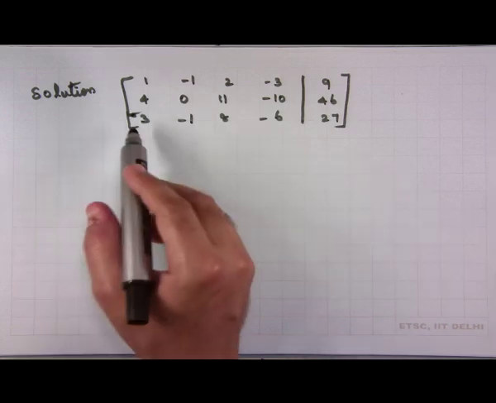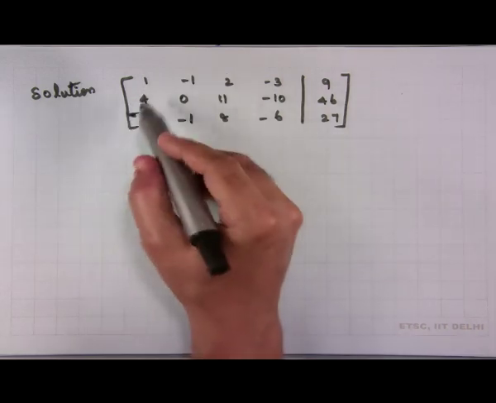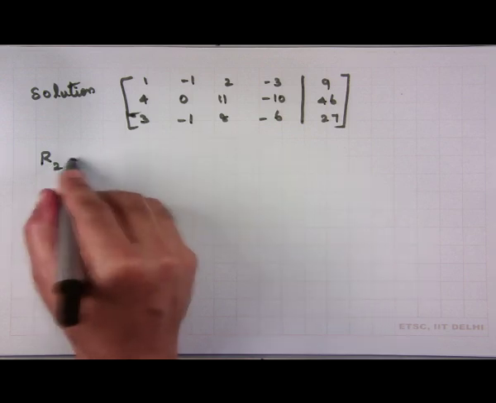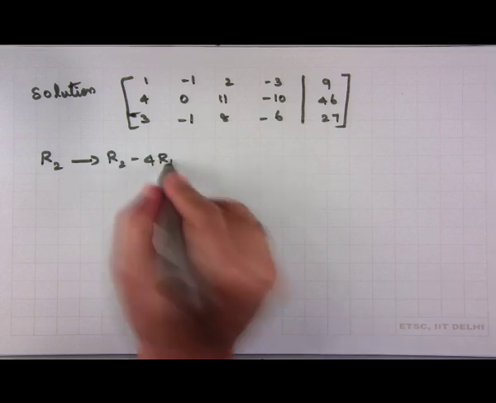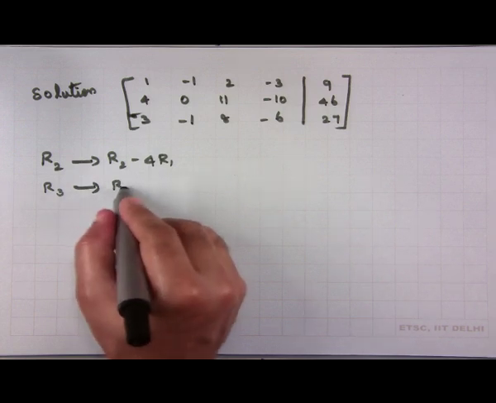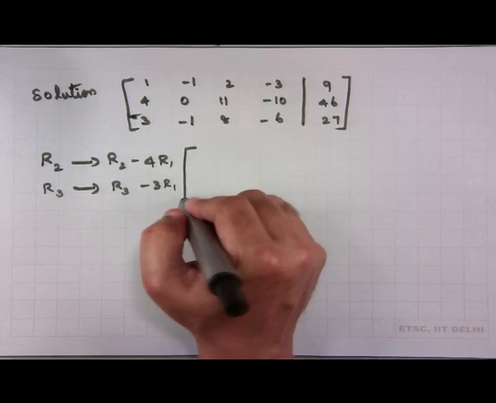Now, let us try to convert this into its RRE. You have 1, so let us not bother. You have 4 and 3, let us convert them into zeros. R2 is replaced by R2 minus 4 times R1, R3 is replaced by R3 minus 3 times R1. Let us do the following operations.